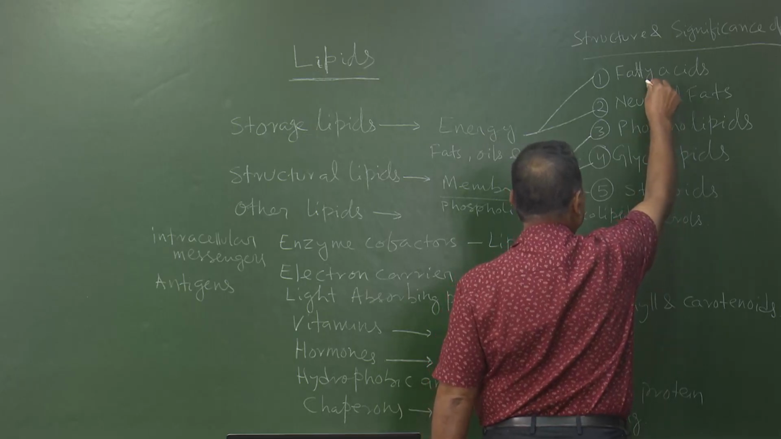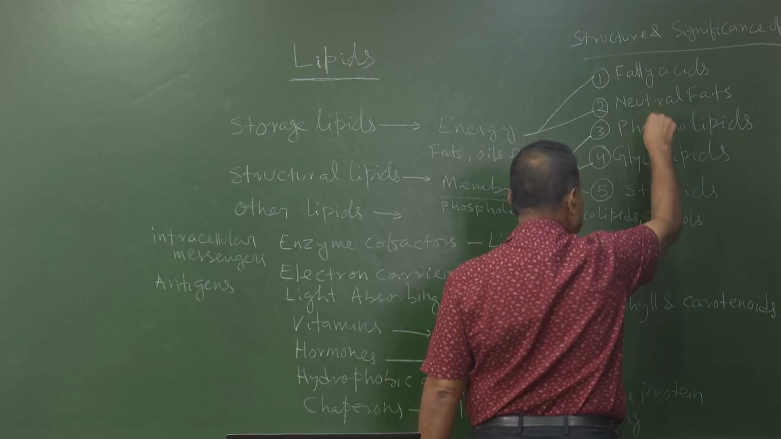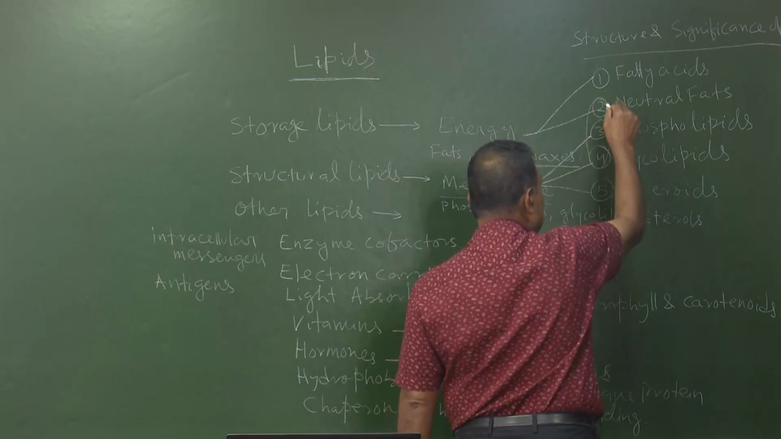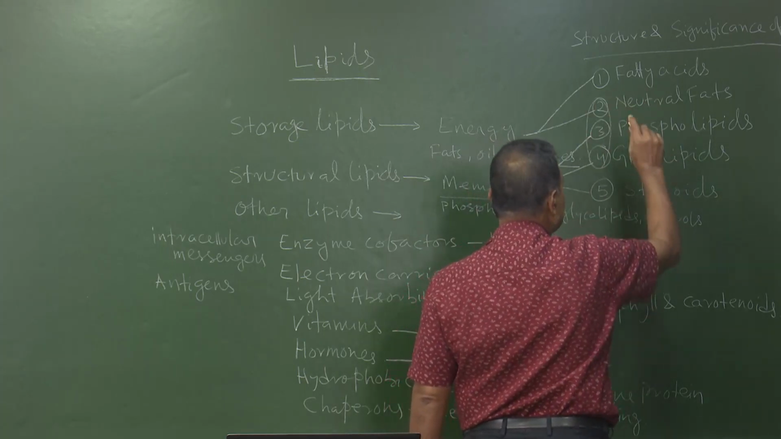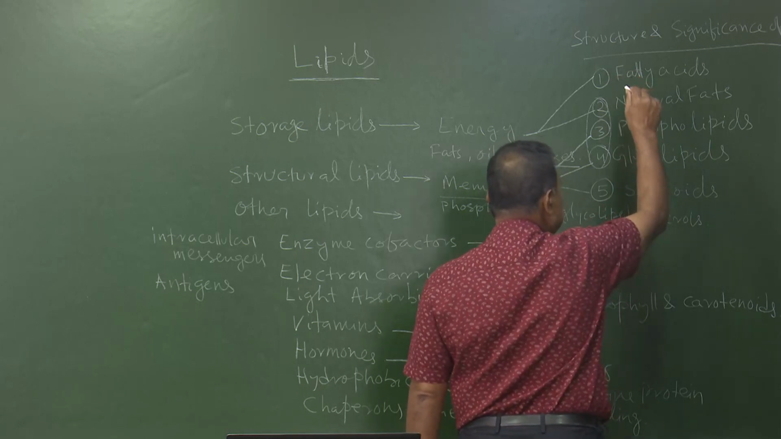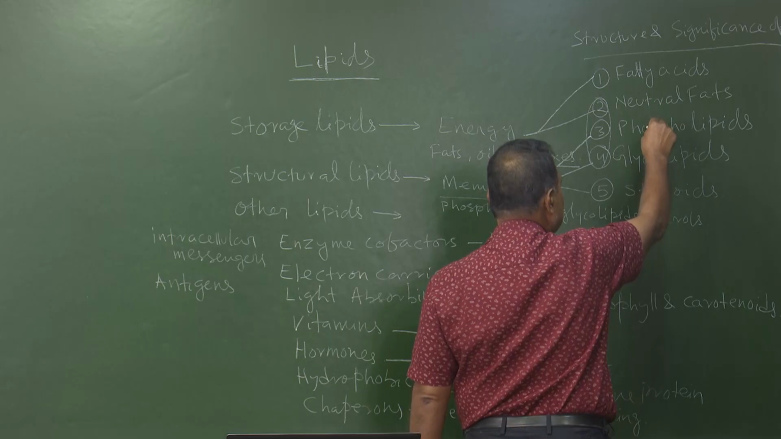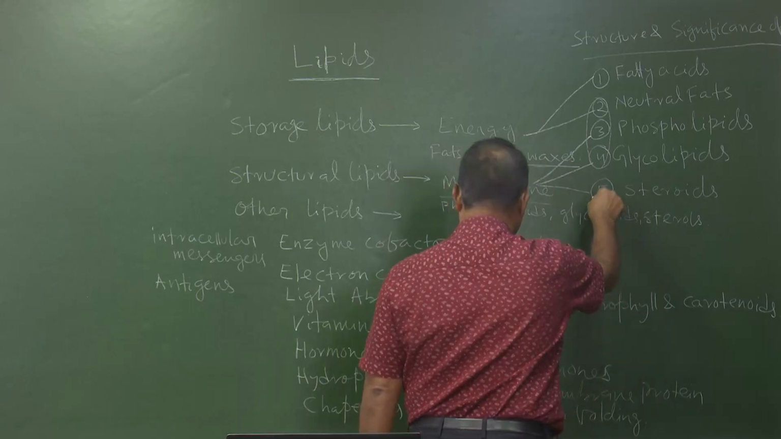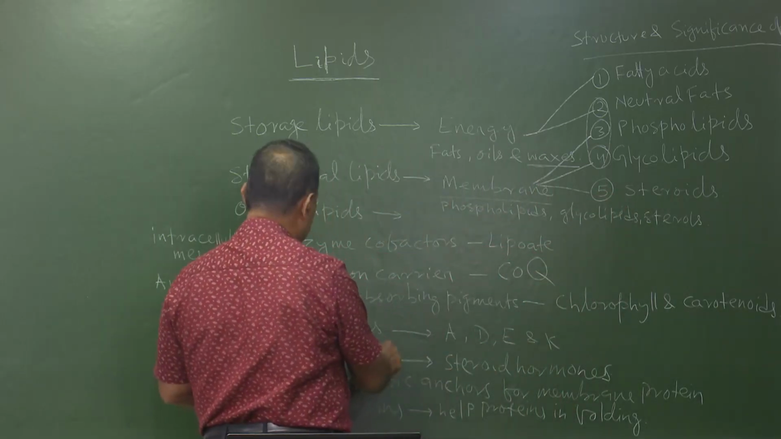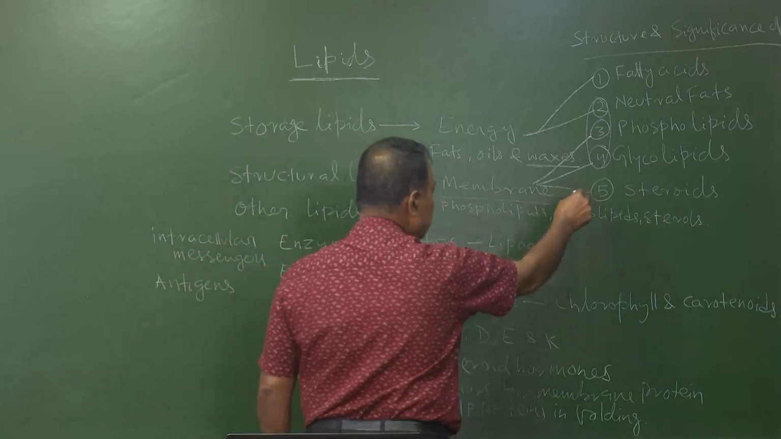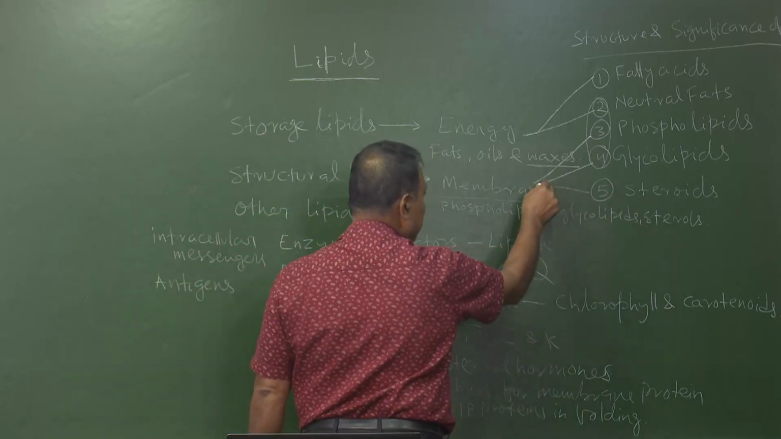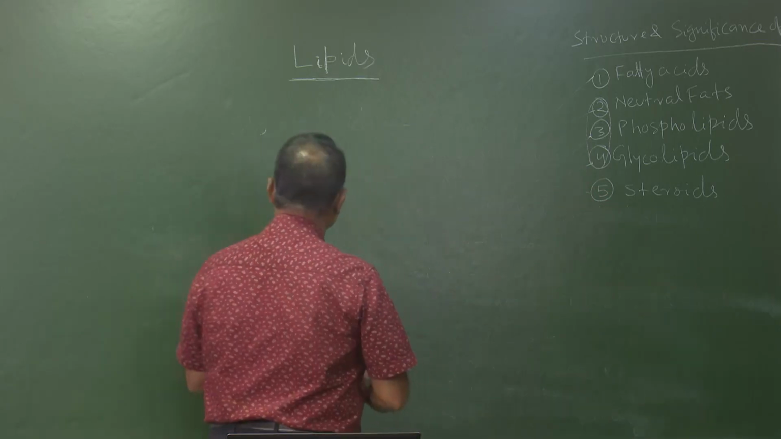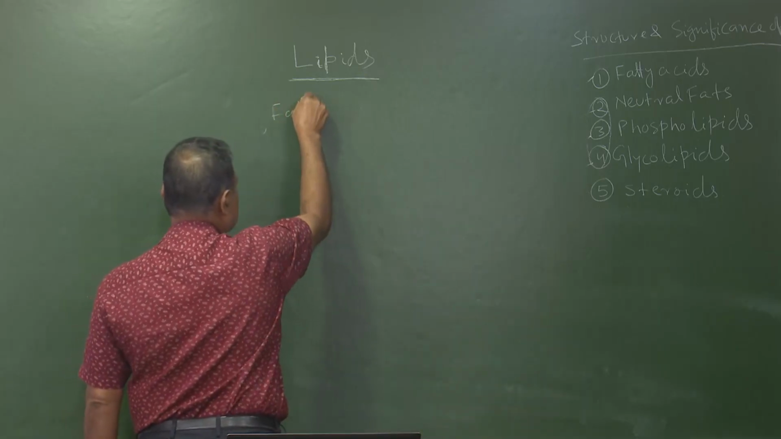So fatty acid will be found here in the neutral fat, in the phospholipid as well as in the glycolipid. In all these three categories we will find fatty acid to be present. We will first cover the fatty acid, then we will come to the neutral fat, then the phospholipids, glycolipids, and when we come to the steroids, we will find that it comes under this hormone category. So, under this other lipid category, the steroid will come. The steroid we will find once in the plasma membrane, and again we will find them working as the hormone. So, let us begin with fatty acid.